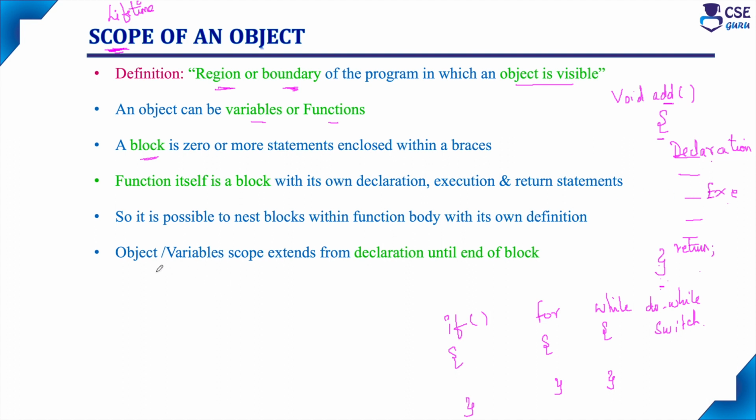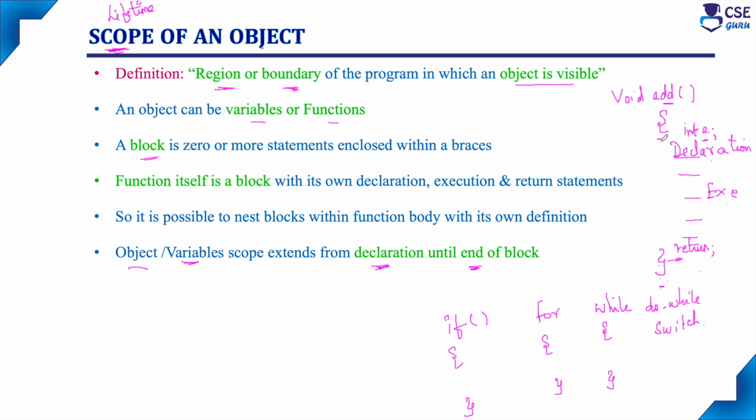The object or variable scope extends from its declaration until the end of the block. If you are using any object or variable, the lifetime of the variable will start from its declaration and it will be destroyed at the end of the block. Suppose here if you declare int a, the visibility of variable a will end with this return statement, because we have specified it within this block.